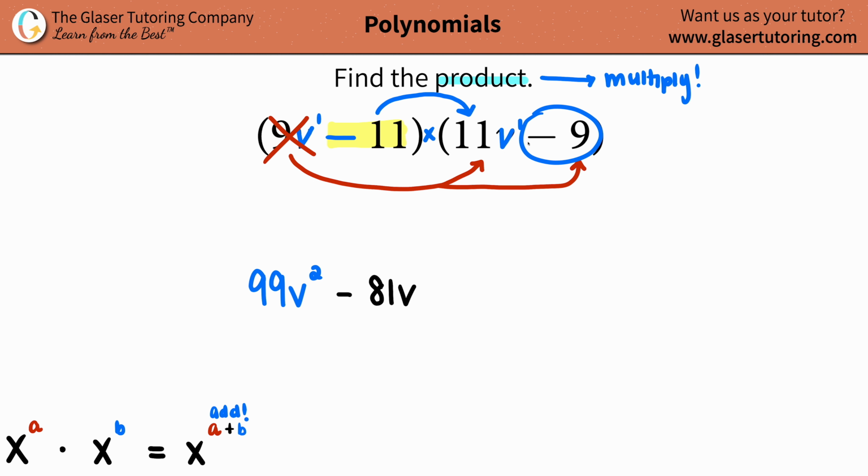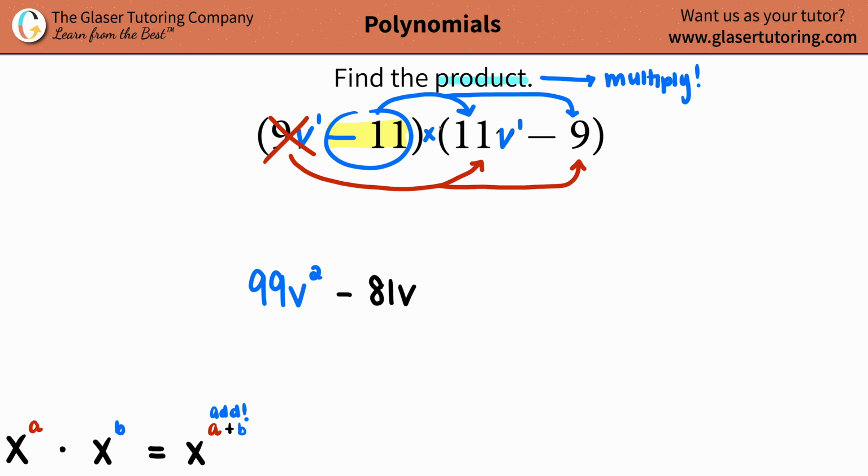And then the negative 9 says, what about me? So negative 11 times the negative 9. So we'll do that. Okay. So now let's just be fair and get those two values.